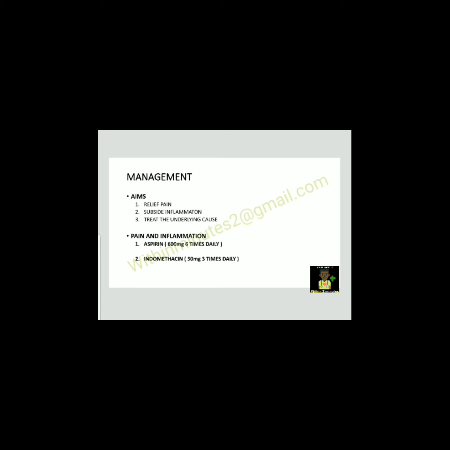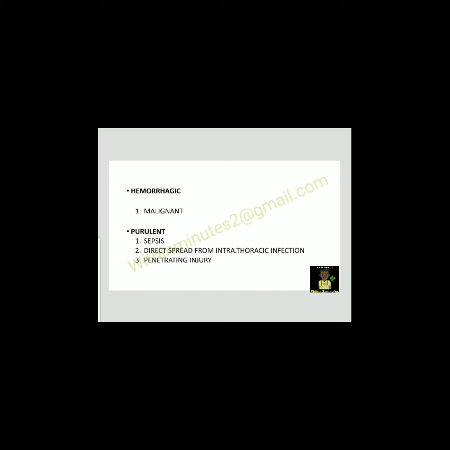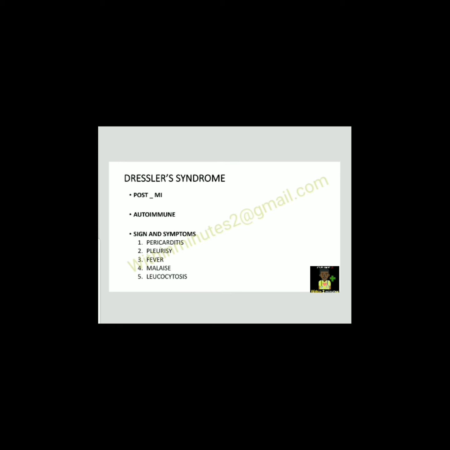Pain and inflammation is relieved by aspirin or indomethacin. To rule out the underlying cause, we will do pericardiocentesis. Type of pericardial effusion may be serous, showing turbid, straw-colored fluid with raised protein content, or fibrinous that shows adhesion formations. Hemorrhagic is found in malignancy, and purulent is found in sepsis, direct spread from intrathoracic infection, or any penetrating injury. According to the cause, the treatment is given like colchicine, glucocorticoids, antimicrobials.